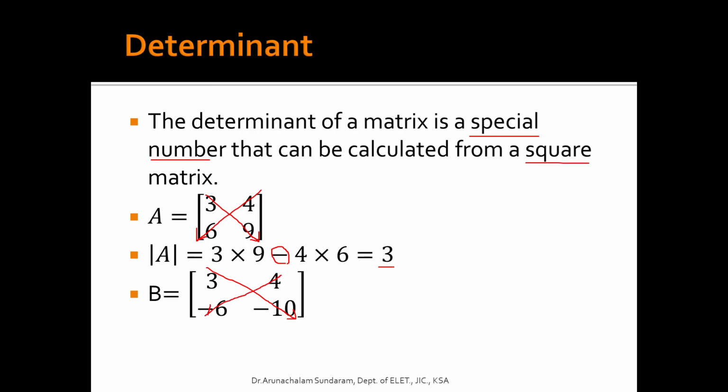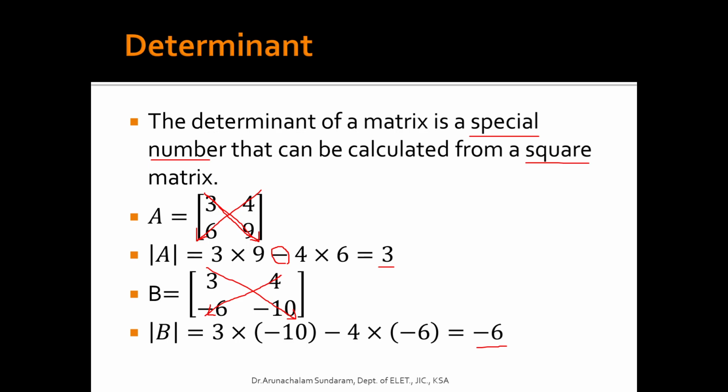What is minus 6 into 4? Minus 24. So, minus 30 plus 24. So, your answer is minus 6. So if you have a 2 by 2 matrix, it's very easy. We have to multiply the diagonal elements minus the off diagonal elements. We will get the answer.